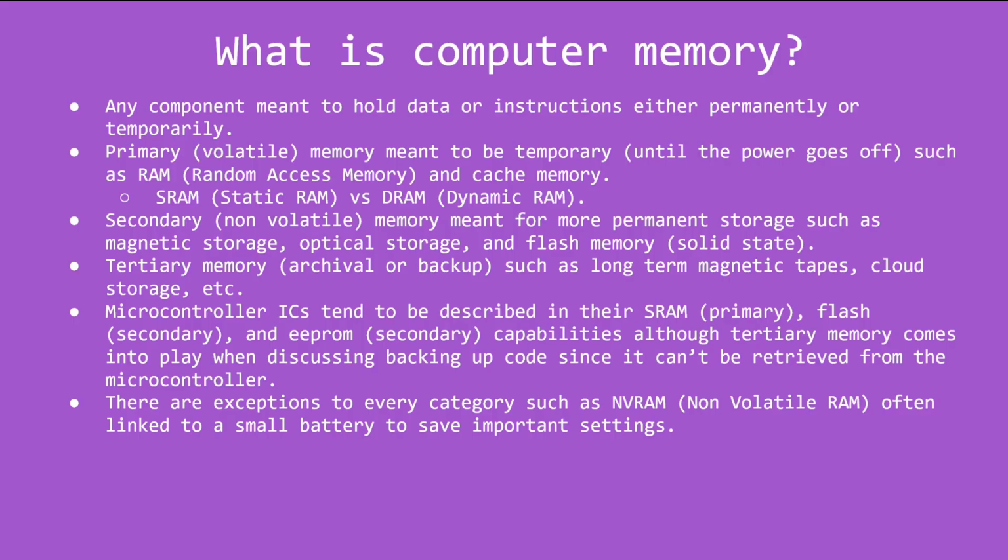Microcontroller ICs tend to be described with their SRAM as their primary, flash as their secondary, and maybe even EEPROM capabilities if they have it. And then tertiary memory is just really the fact that you have the code backed up in Arduino or whatever, since it usually can't be retrieved from the microcontroller itself. There are always exceptions to this categorization, such as non-volatile RAM, or something linked to a small battery, your basic BIOS, CMOS, UEFI settings, with a little clock battery in there to keep those.